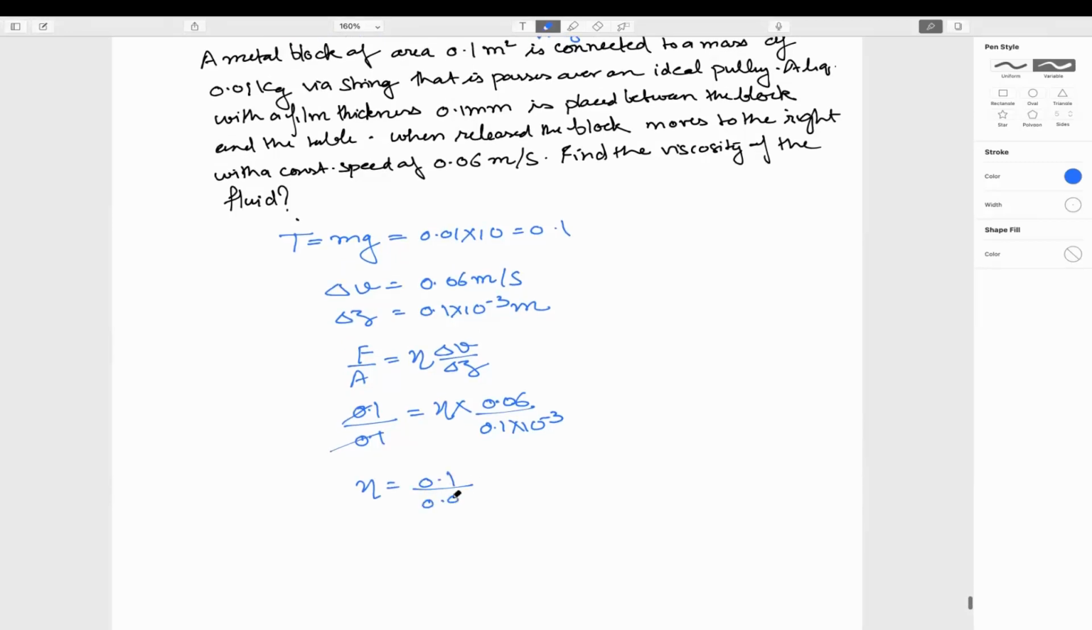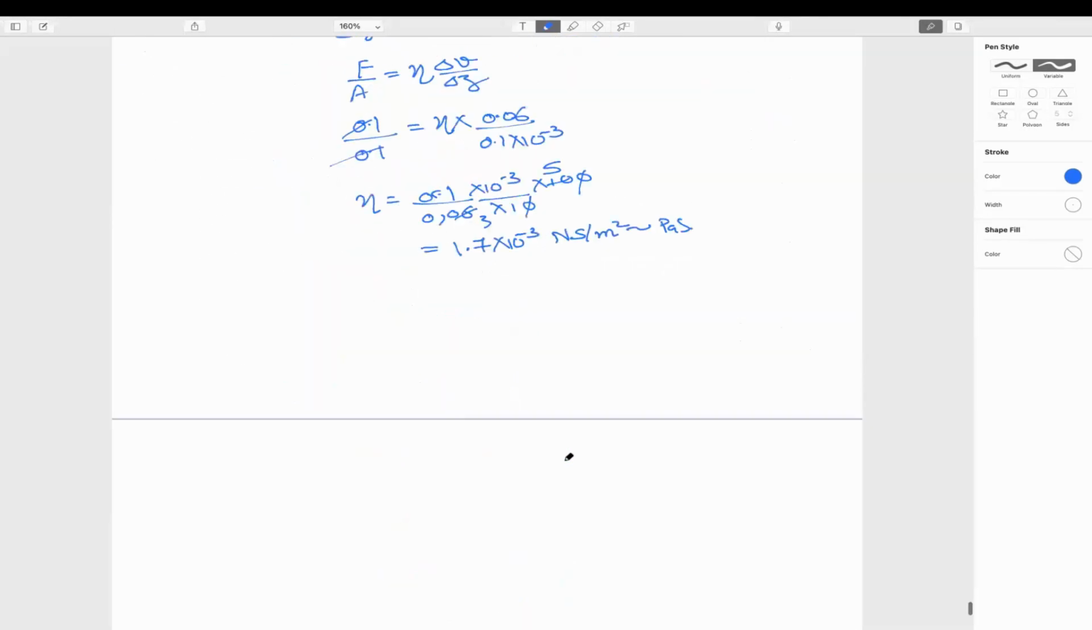divided by 0.06 into 10 to the power minus 3. So 10, 100, that comes out to be around 1.7, around 7 into 10 to the power minus 3. And the unit is Newton second per meter square, or the unit can be Pascal second. Okay, so that's the answer. That's about the law of viscosity.